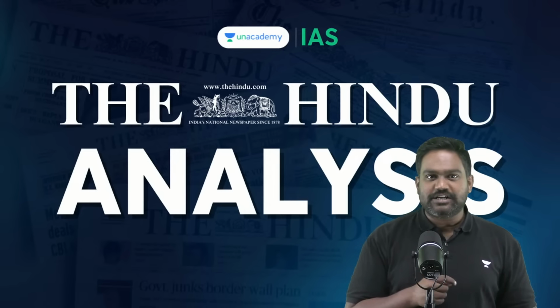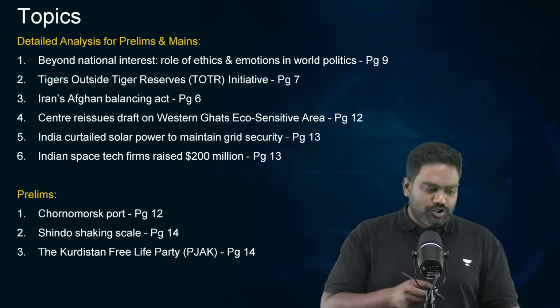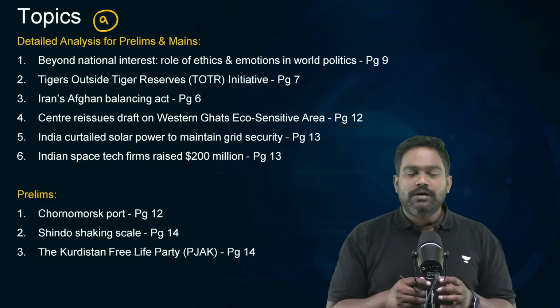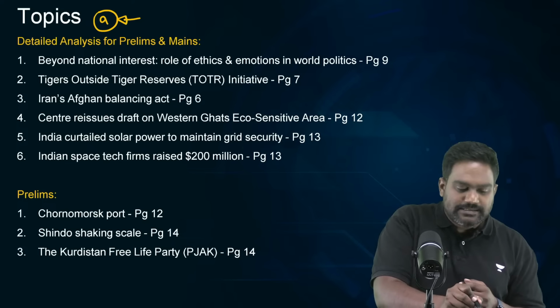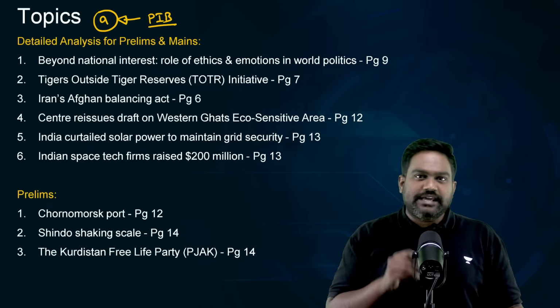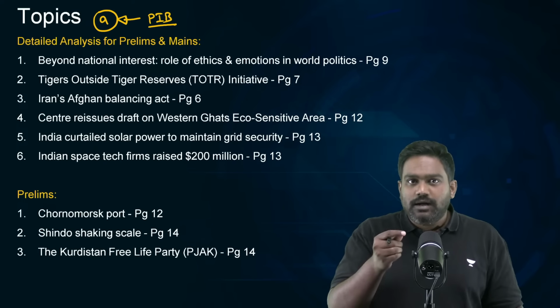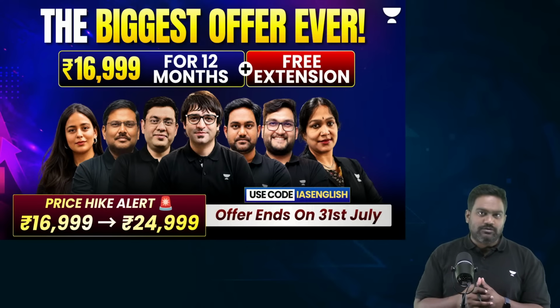So let's begin our discussion by first looking at the topics that we are going to discuss. From the Delhi edition of the Hindu, I have chosen 9 important articles. Along with this, I'll be bringing in some important facts and details from related PIB press releases as well. So this ensures a comprehensive coverage of the current affairs and you don't have to go back and read the newspaper again.